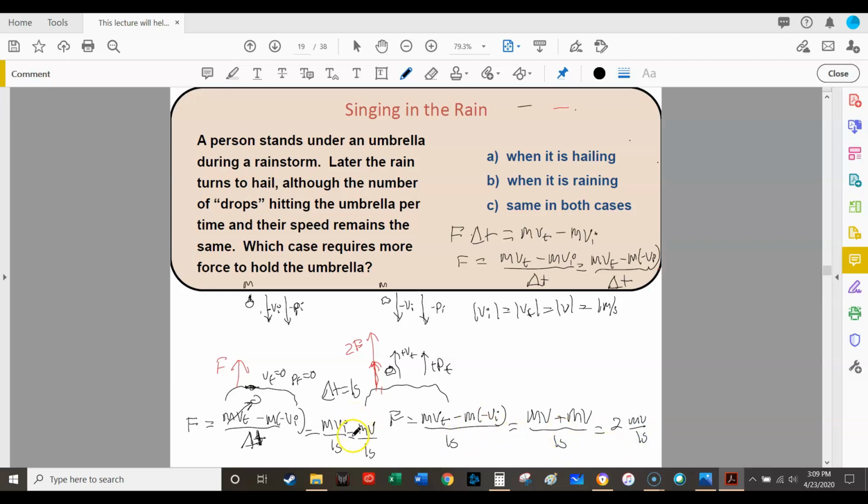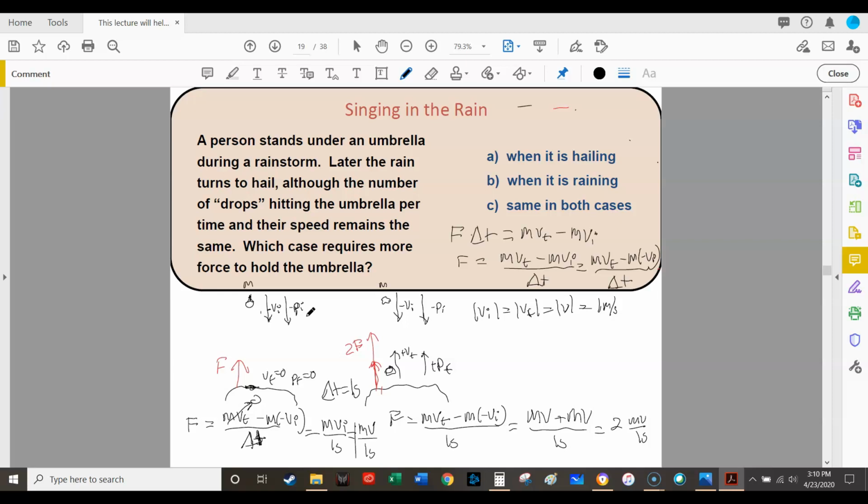Interesting. The raindrop is 1 mv over a second, and the hail is 2 mv over a second, which means that it's got twice the force on it, which means we're correct in our reasoning. It's going to take twice the force to hold up an umbrella during a hailstorm than it is during a rainstorm, as long as the initial velocities are the same coming down and the masses of the rain and the hail are the same.